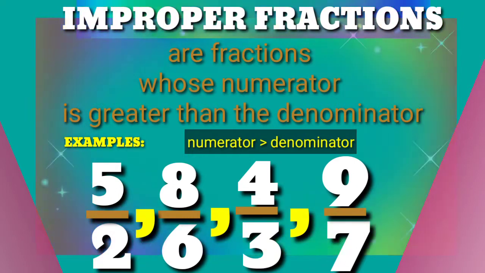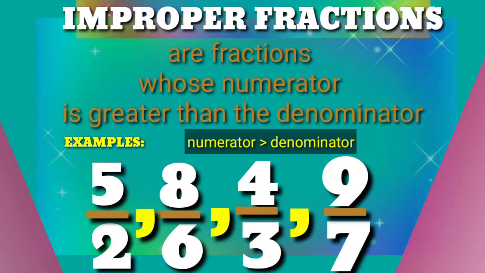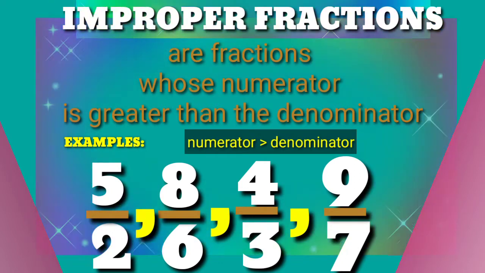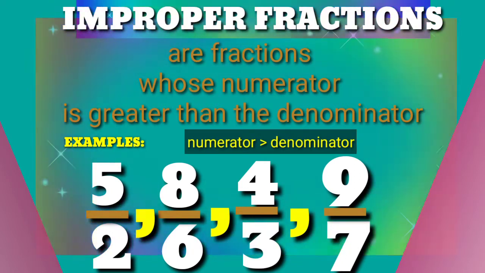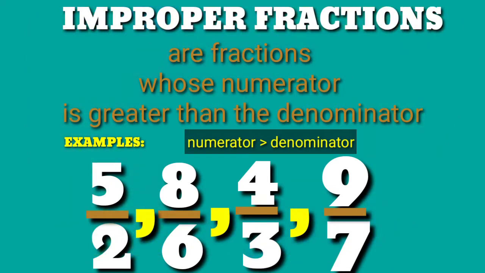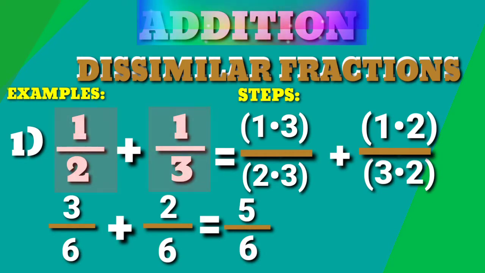Improper fractions are fractions whose numerator is greater than the denominator. Examples: 5/2, 8/6, 4/3, and 9/7, and etc. Addition of dissimilar fractions. Example number 1: 1/2 plus 1/3.